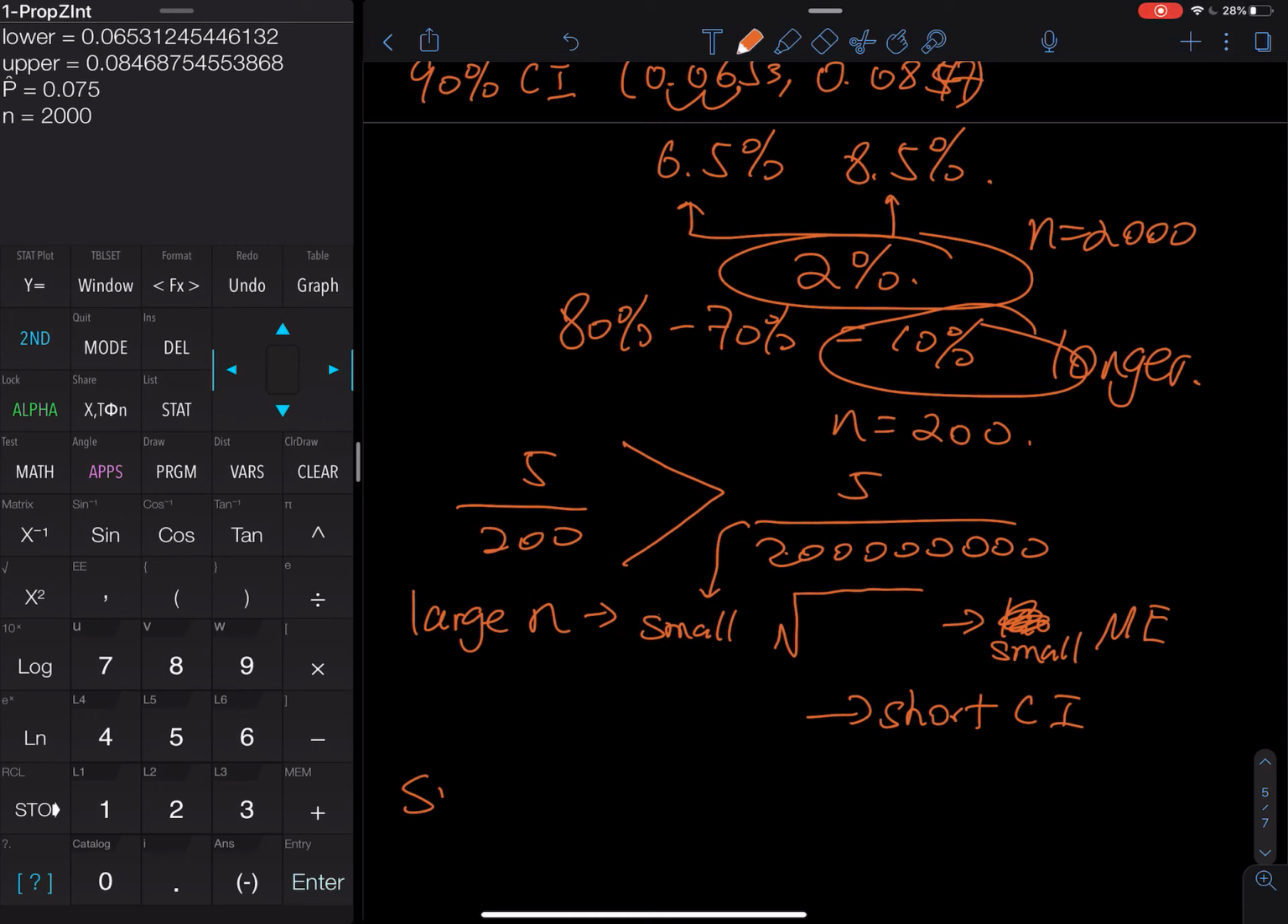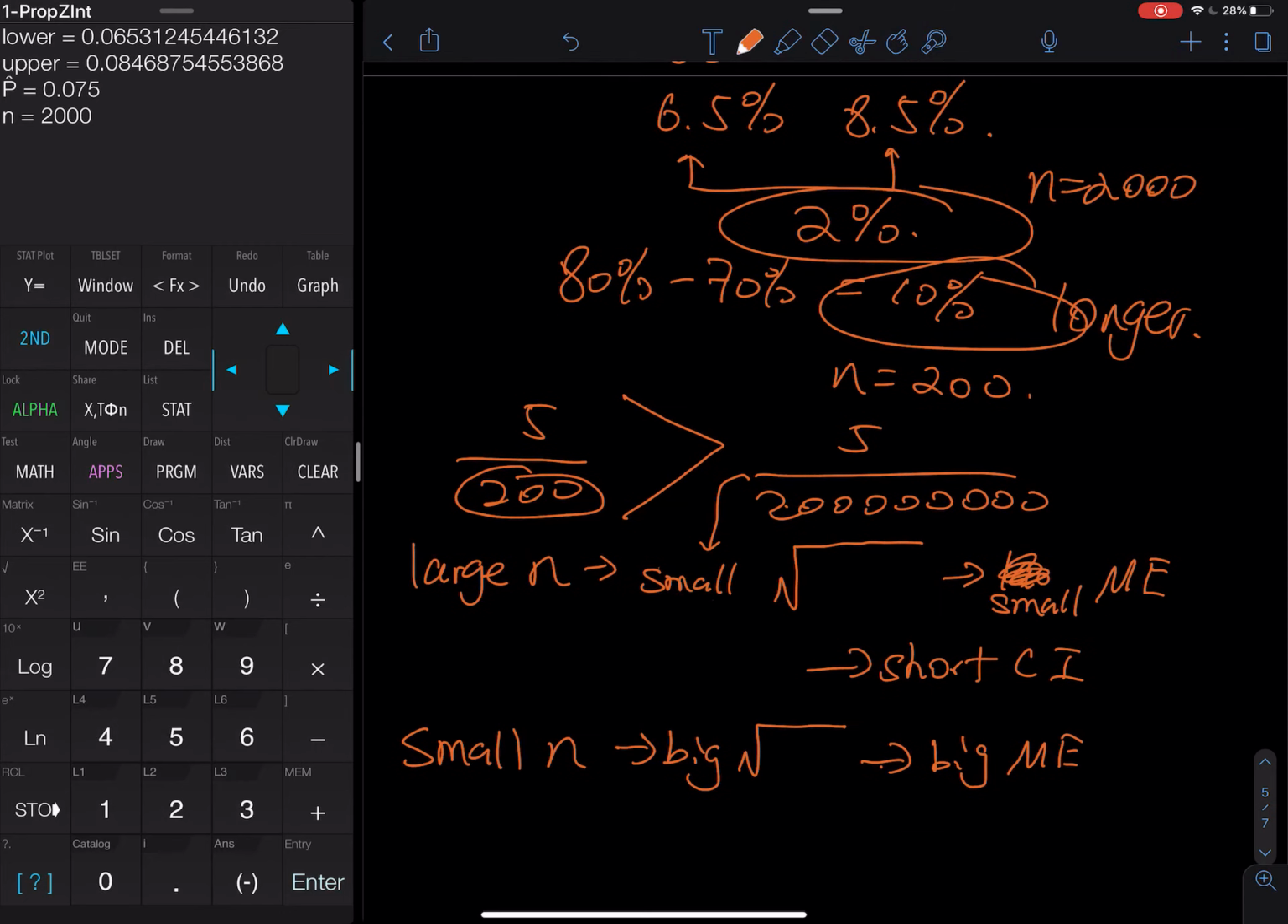If you have a small sample size like this one, the 200, then you have a bigger standard error, and as a result, you have a bigger margin of error. As a result, you have a longer confidence interval, and this is true in any procedure, in any problem. This is always true. It doesn't matter what procedure you use. You talk about the z, you talk about the t, you talk about the proportion.